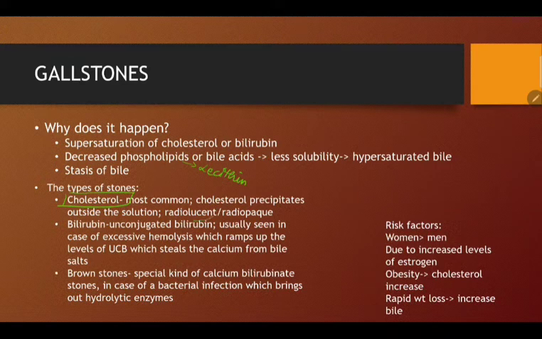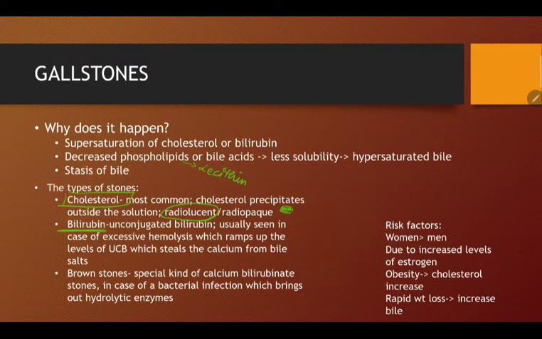Usually it is radiolucent, and that is because there is no light or any imaging that it can take. That means it is a patch of darkness. You can only see acoustic shadows. The second one is bilirubin.